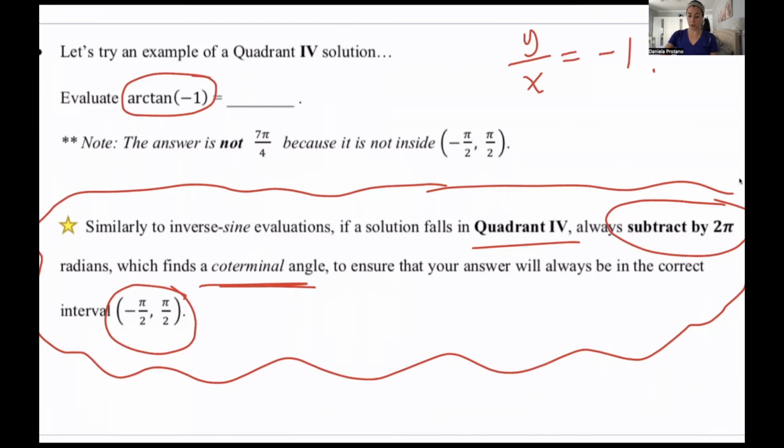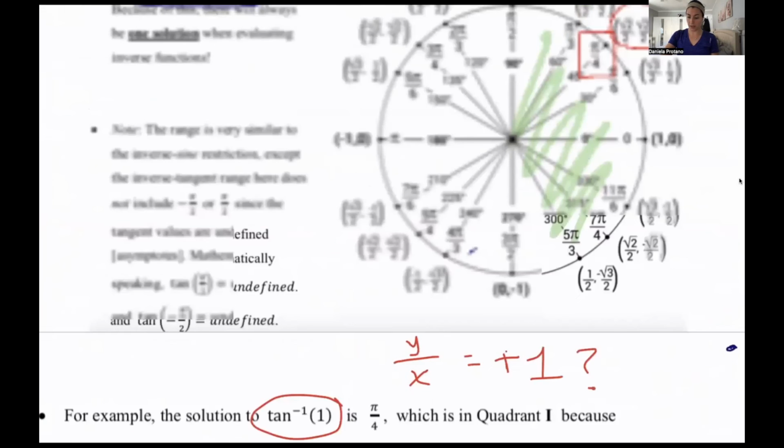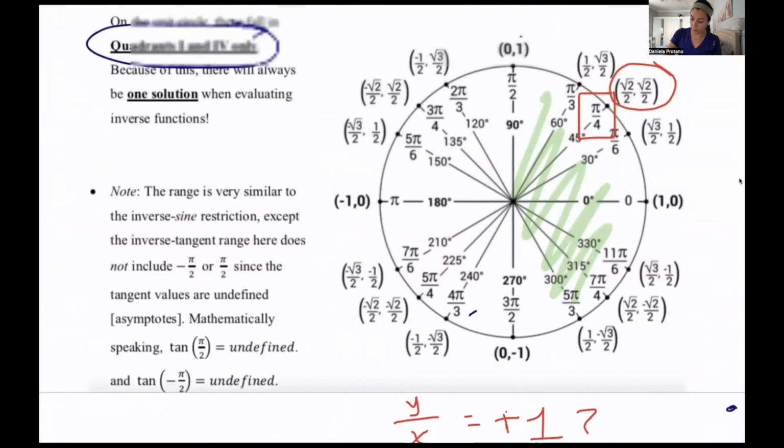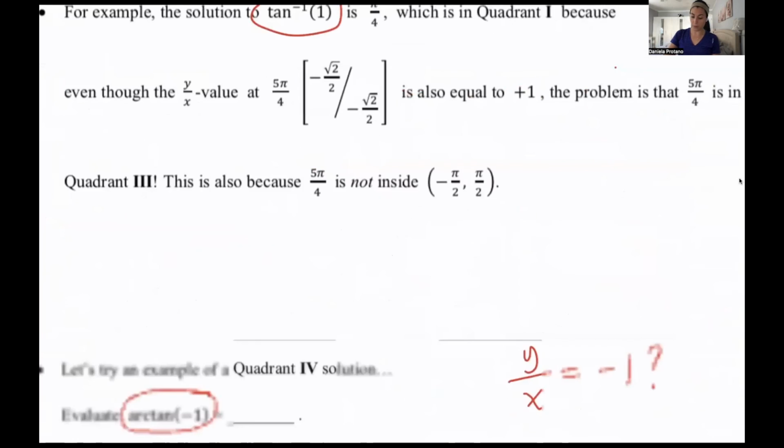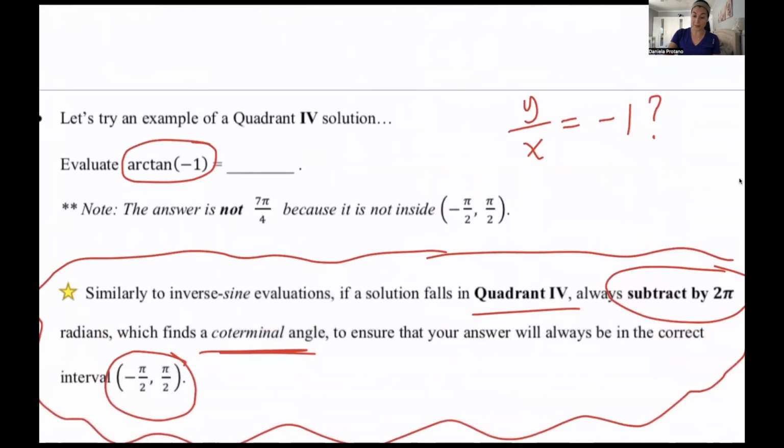We're still looking for the square root 2 over 2's, because anything divided by itself is 1. But now we're going to look over here at 7 pi/4, because a negative divided by a positive would be -1. A lot of people would write 7 pi/4 as an answer, but that is not correct, because it's not inside the correct range.